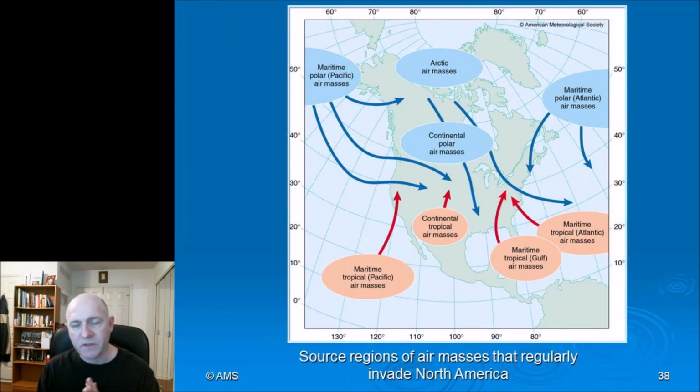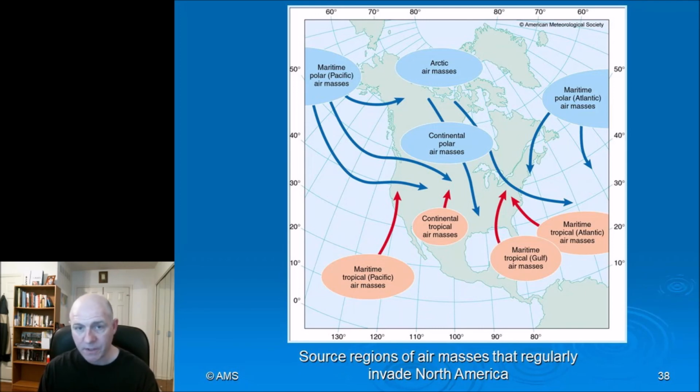Looking at North America, these are the source regions of many of these air masses. They fall into four basic classes, kind of a matrix this way. You've got continental polar. Continental means it originates over the continent, so it's dry, and polar meaning it's cold. Makes sense. Now there's maritime polar, maritime meaning water, so it's wet and cold. It has a source region over the North Atlantic or North Pacific. So they're wet and cold.